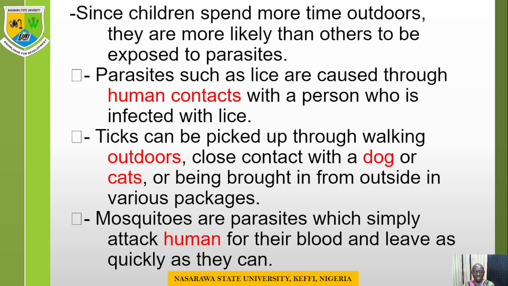Now, mosquitoes are parasites which simply attack humans for their blood and leave as quickly as they can, sharply, snappy. That is how they do. Once they attack humans, they have what we call pheromones that enable them to detect the smell of humans. Once they detect it, they go closer and siphon. You hear a sharp pain and off it goes in a snappy way.